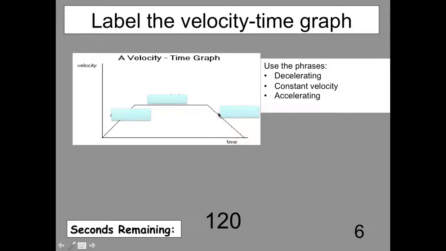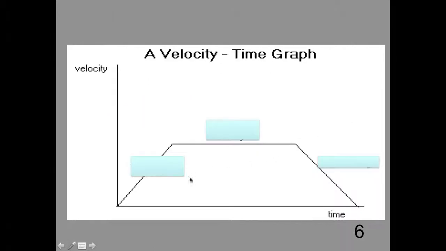This graph is kind of similar, but this time it's a velocity and time graph. So instead of this being distance, this is now velocity, and this is time, and you're using these phrases to fill in the blanks. And you should have, this is accelerating because velocity is increasing, so that's accelerating. It's a constant velocity. This is your plane taking off.